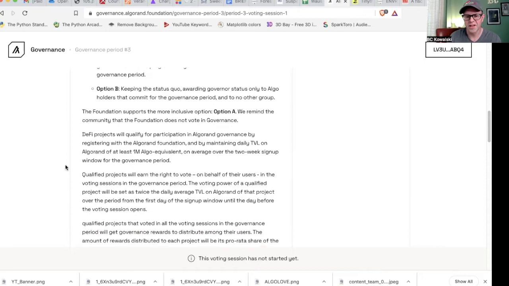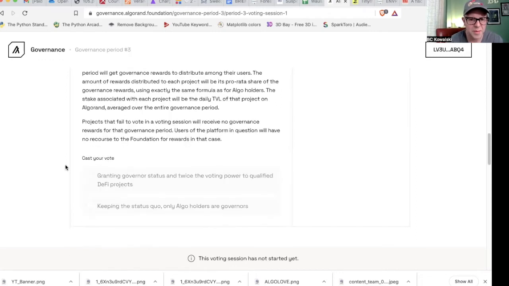You're going to get this steady return that's not super great, but it's not nothing. Qualified projects will earn the right to vote on behalf of their users in the voting session and the governance period. Voting power for qualified projects will be set as twice the daily average TVL of the Algorand project over the period of the first day signup window until the day before the voting session opens.